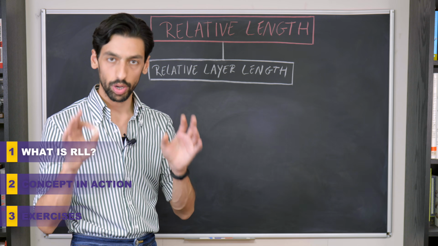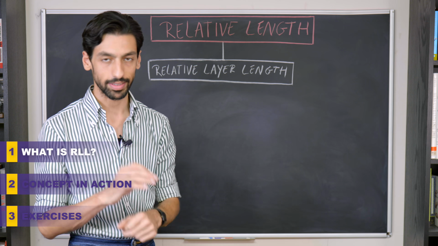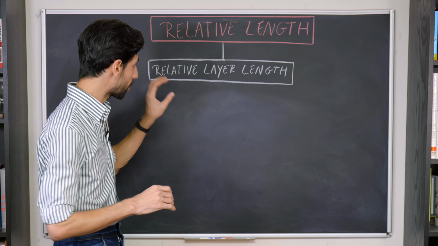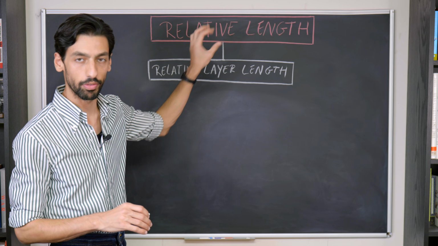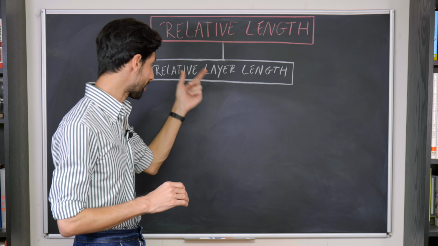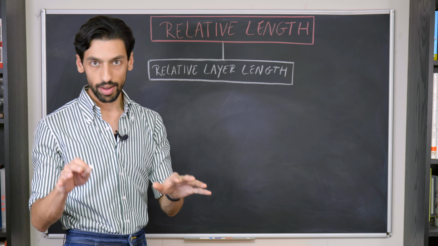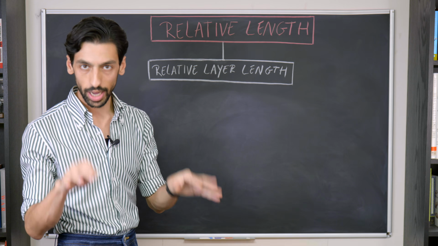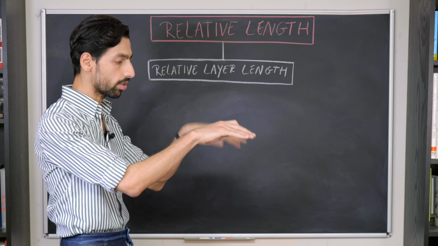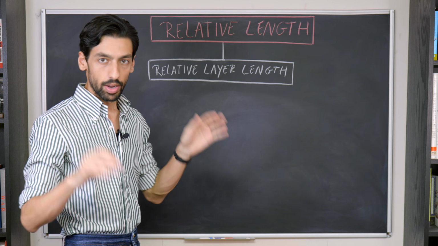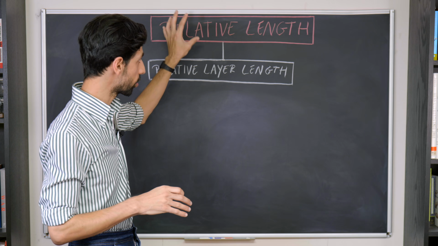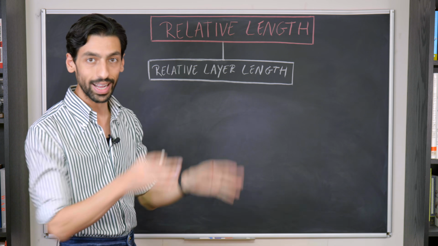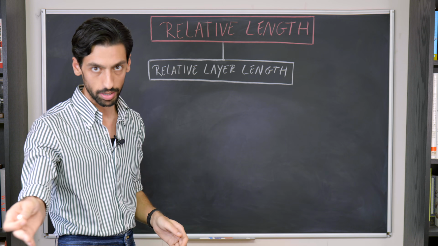Relative layer length is one of the 5 subsets of relative length. However, it should not be confused with relative length itself. The key word here is layer. Relative layer length is concerned with the creation of shape of multiple layers stacked on top of one another. Relative length, however, is concerned with the creation of any shape on a single or multiple layers.